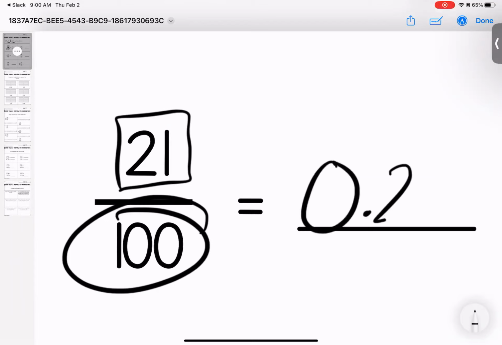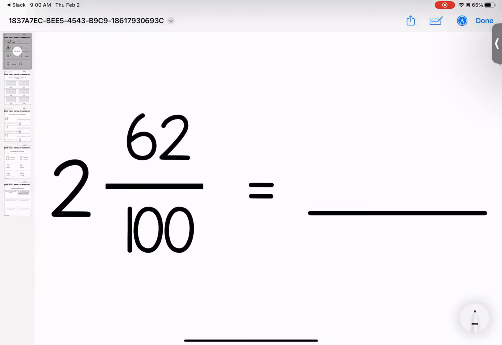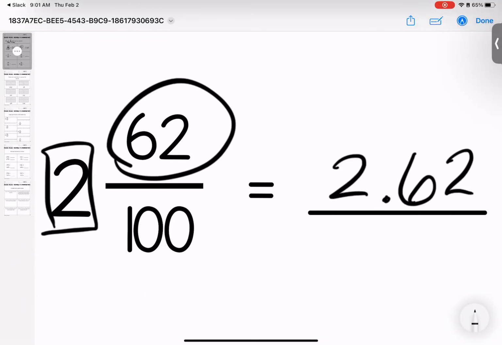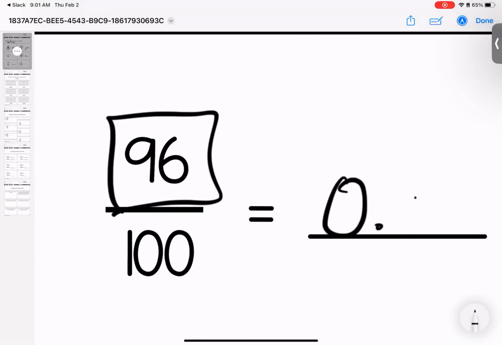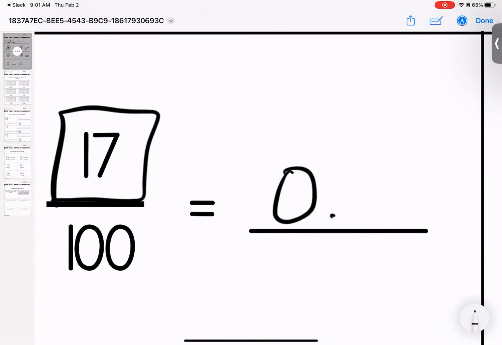So if I write this as a decimal, it looks like this: 21 hundredths. The last decimal place value gives it its name. Over here, we can separate it and do our decimal first. So I have 62 hundredths and a 2 in the ones place. I have 96 hundredths, just like 96 cents. There's 100 cents in a dollar. I have 17 hundredths.